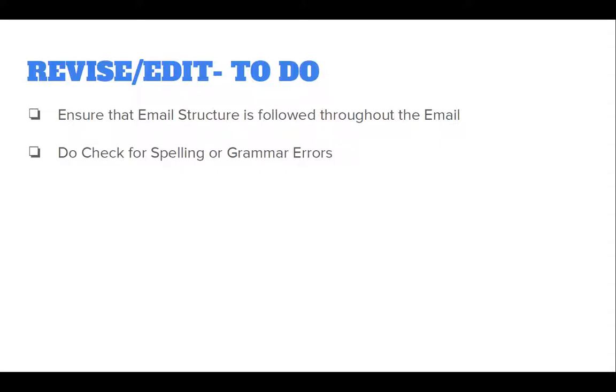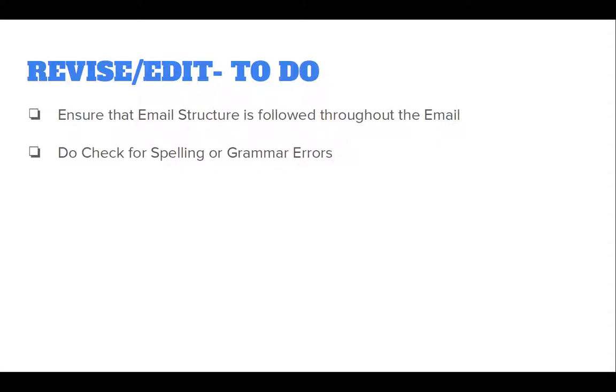Okay, so we have done the draft, we have done the revise and the edit part. What revise and edit do is, first, ensure that the email structure is followed throughout the mail, and then second, check for spelling errors. Now your email is almost 70 to 80% ready, because you have drafted it and you have revised and edited it using a proper email structure.